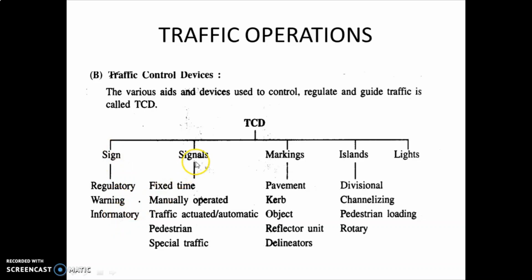In signal, they are classified in fixed time, manually operated, traffic actuated or automatic, pedestrian, and special traffic. In markings, it is classified in pavement, curb, object, reflector unit, and delineators. In islands, they are classified in divisional, channelizing, pedestrian loading, and rotary. So this is the classification of TCD, traffic control devices.